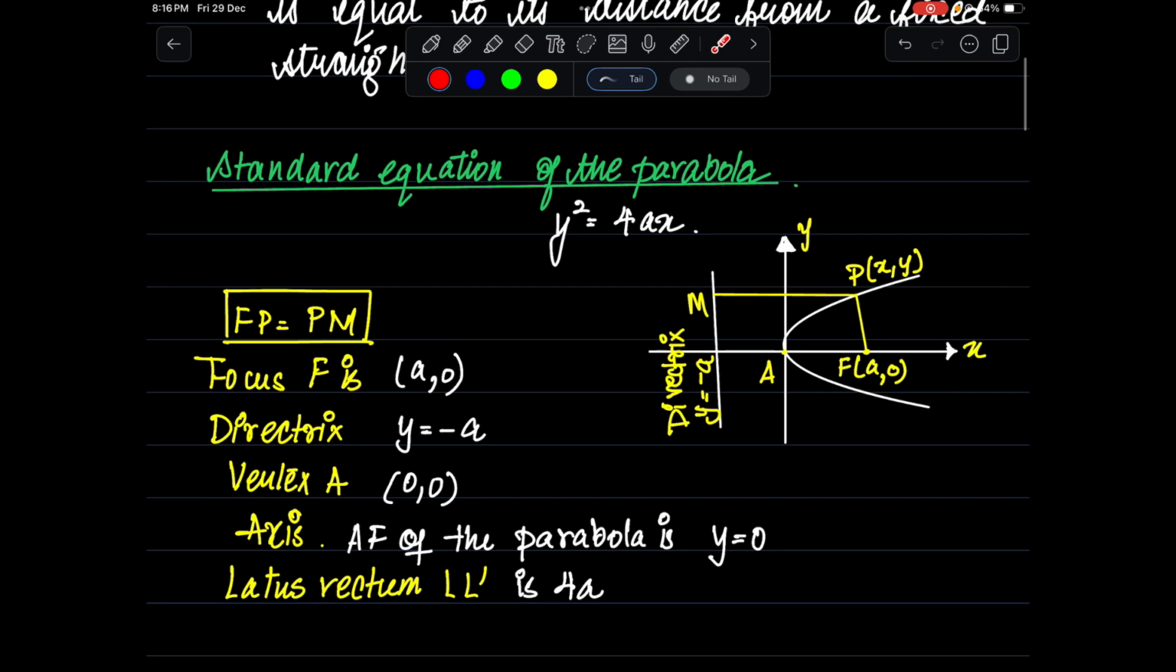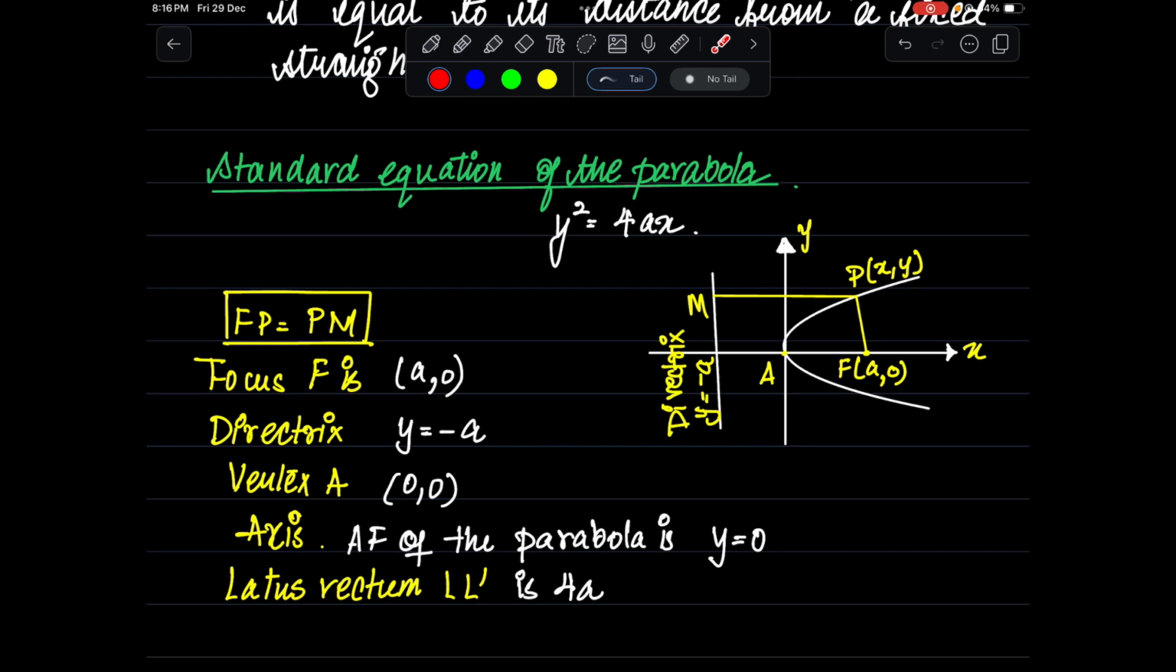Now let's come to the standard equation of the parabola, that is y square is equal to 4ax. To represent this picture, y square is equal to 4ax first of all represents this. That means it is open towards the right hand side and the axis of symmetry is the x-axis. In simple words, an axis of symmetry is a line that divides the shape into two equal parts. So in this particular case, that's the x-axis.